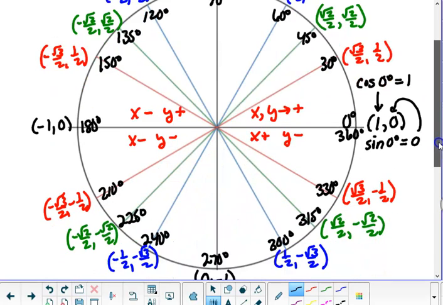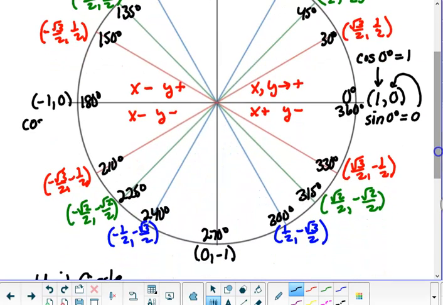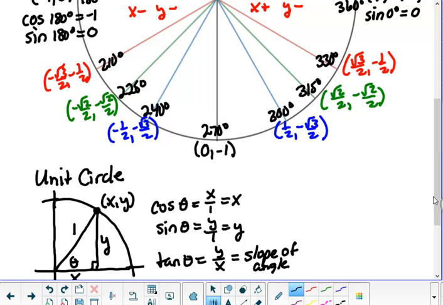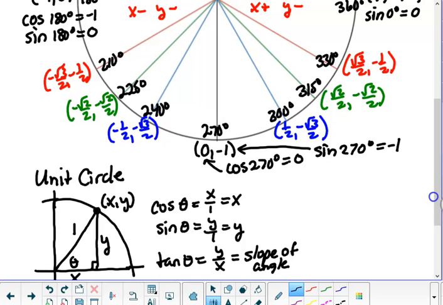I can go over to my 180 and I can say cosine of 180 equals negative 1. Sine of 180 equals 0. I can go down to 270 and I can say cosine of 270 equals 0. Sine of 270 equals negative 1. Actually, I don't like where I wrote that. I'm going to write that in a slightly different place. Sine of 270 is equal to negative 1.